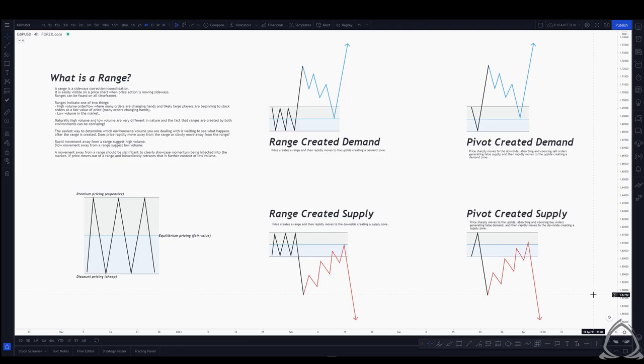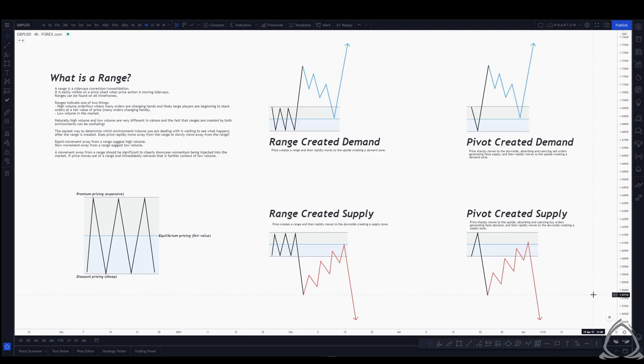Ranges indicate one of two things. One being high volume order flow where many orders are changing hands and likely large players are beginning to stack orders at a fair value in price, which basically means that demand and supply are changing hands quite rapidly, but eventually you do see a large move to the upside or the downside depending on which side of the market is being traded. But again, it comes back to that concept of supply and demand.